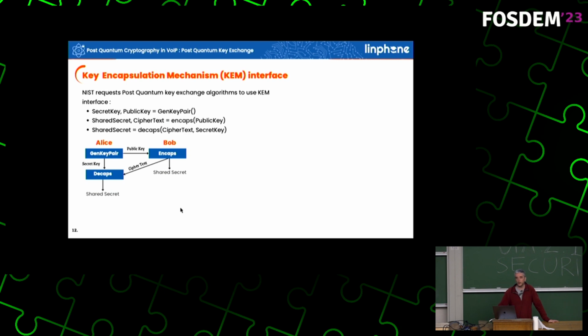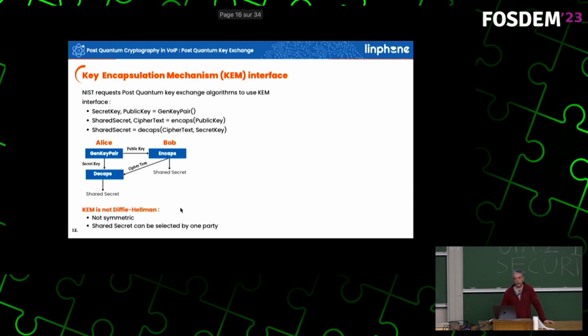So key encapsulation mechanism is a bit different because the two sides are not the same. In Diffie-Hellman, the two sides were exactly doing the same thing. They are both generating keys, exchanging public keys, and then computing secrets. There we have one side generating keys, one side encapsulating a secret, and the other side will be able to decapsulate the secret that was encapsulated by the first one.